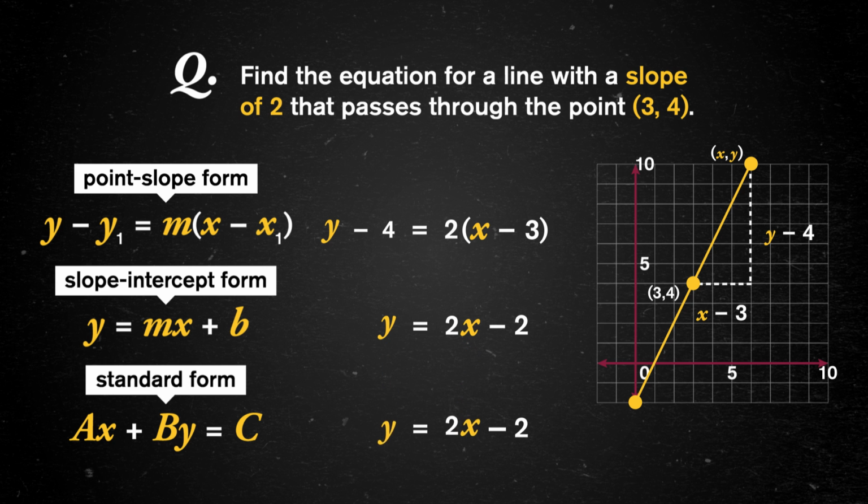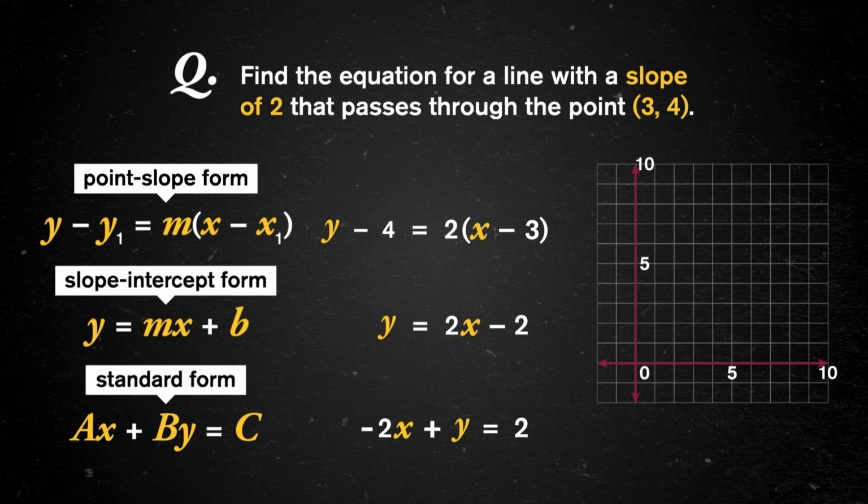There's one more linear equation form, standard form. Here we rearrange the equation so we get all the variables on one side and all the constants on the other. Now standard form is useful because it doesn't focus on slope, and we can still use it for those pesky vertical lines. For example, the line x equals 5 is really 1x plus 0y equals 5. And it was in standard form all along.